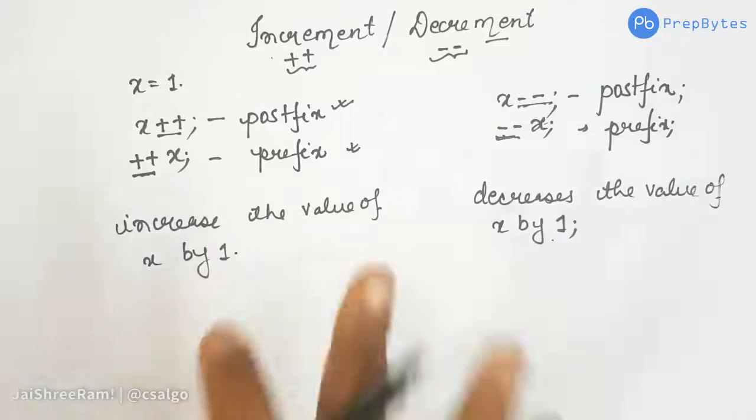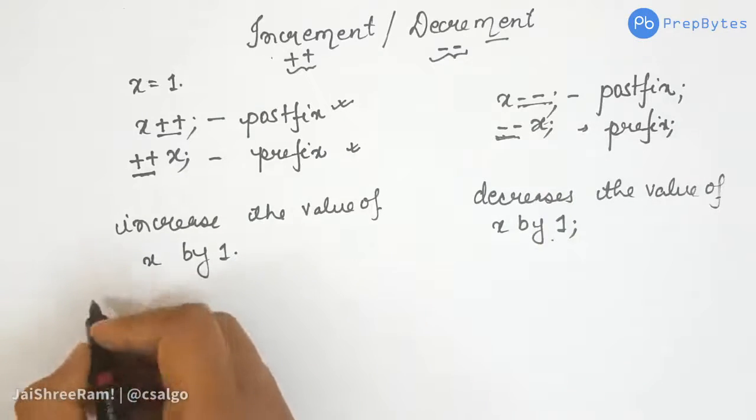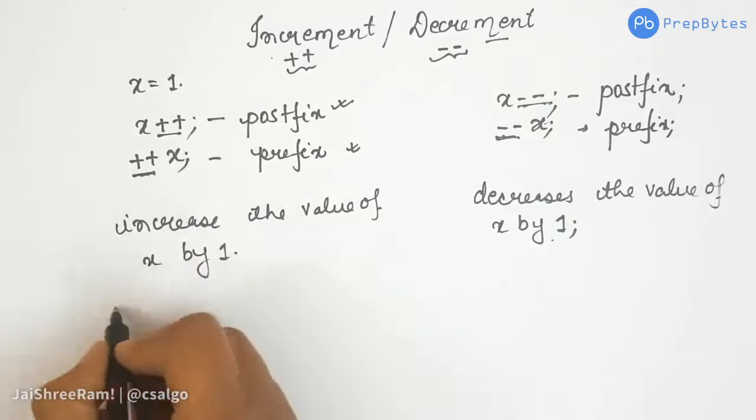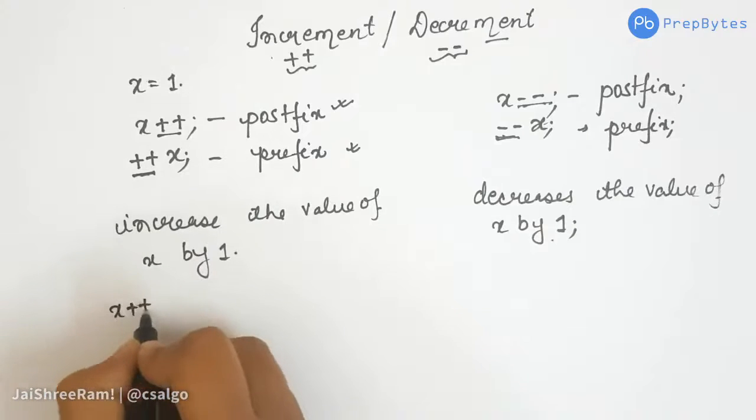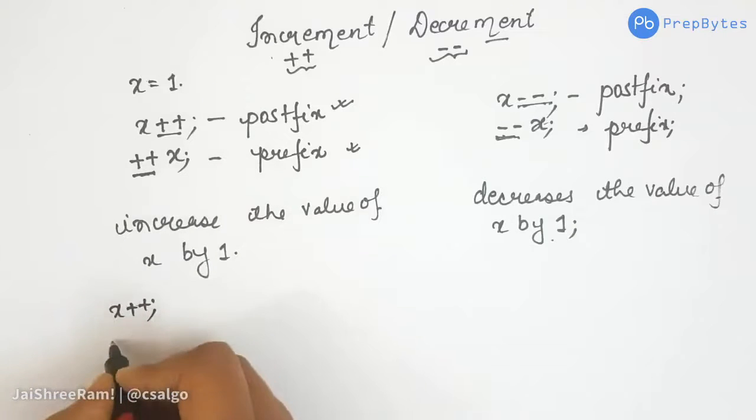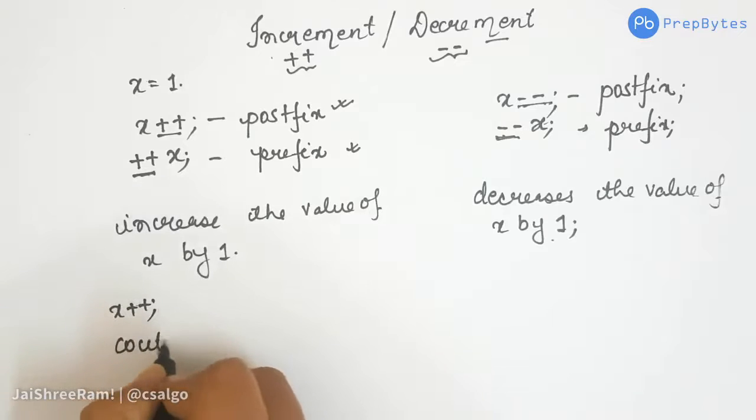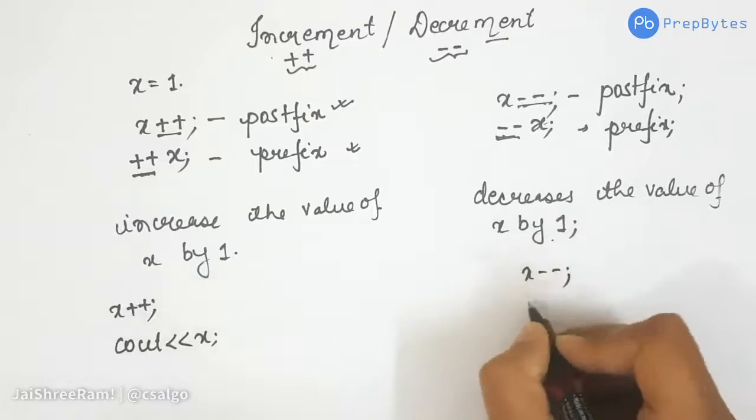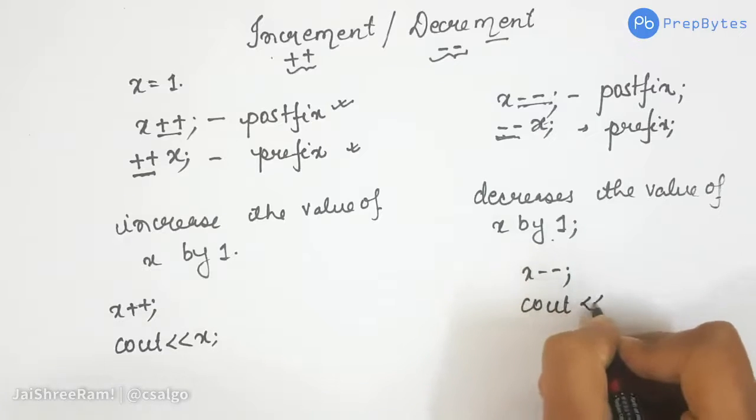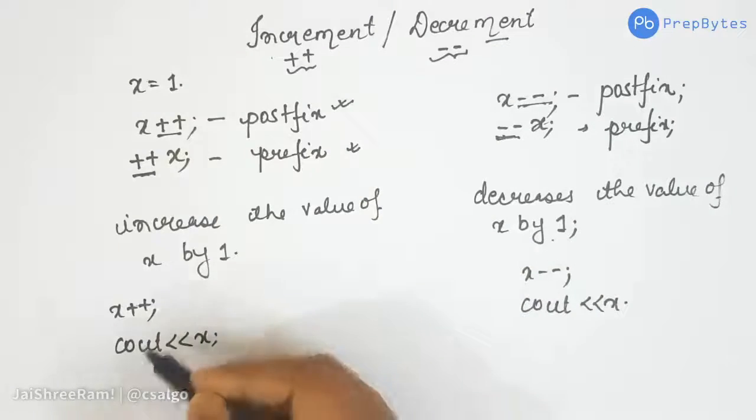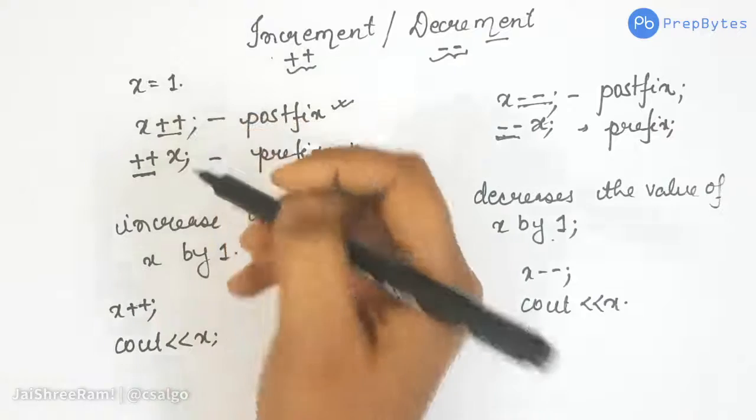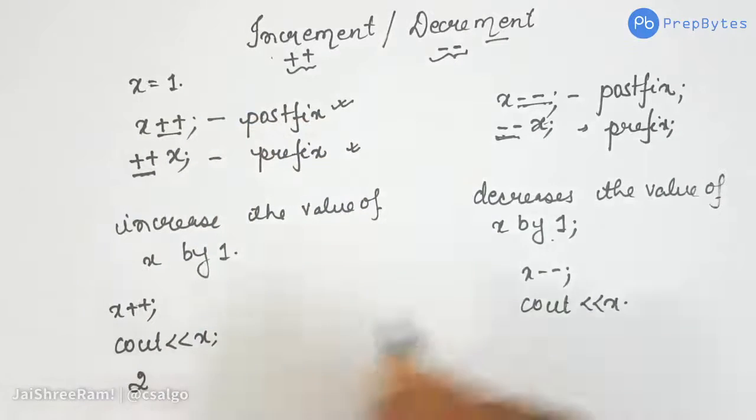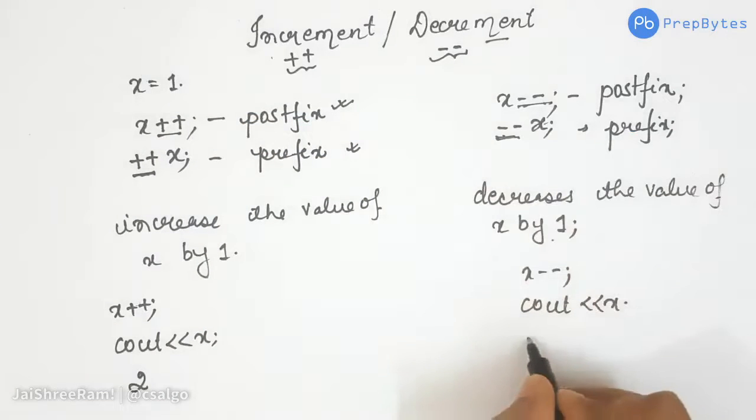So let's say I write a code in which I have a main function. I simply write x++ and go on to print this value of x. So if I write cout x, here I do x-- and I go on to print the value of x. In this case my x was 1. After incrementing by 1 I get the value as 2. In this case I get the value as 0.